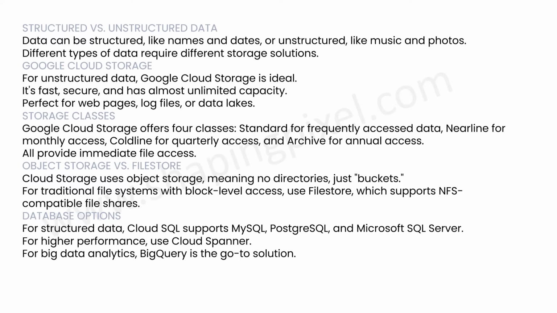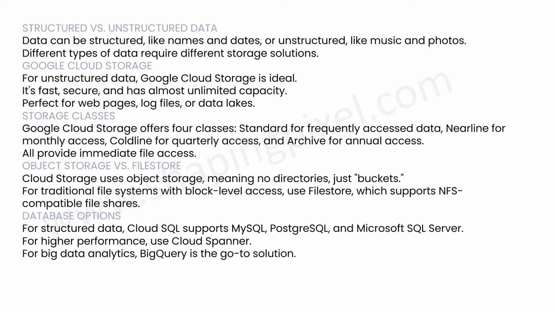Let's explore the main storage services available on Google Cloud Platform or GCP. Data can be structured like names and dates or unstructured like music and photos. Different types of data require different storage solutions. For unstructured data, Google Cloud Storage is ideal. It's fast, secure, and has almost unlimited capacity. Perfect for web pages, log files, or data lakes.